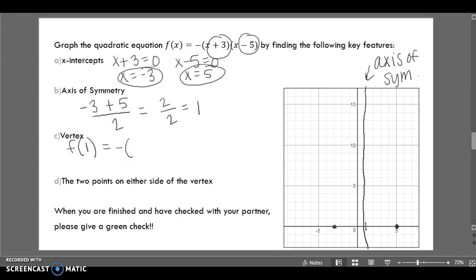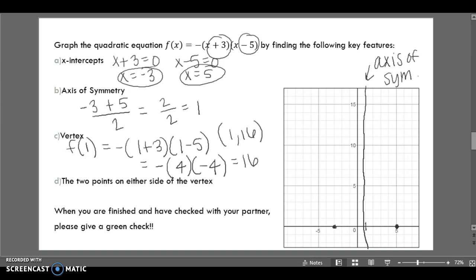There we go. So negative 1 plus 3, and then 1 minus 5. All right. So we have negative 1 plus 3 is 4. 1 minus 5 is negative 4. So negative 4 times negative 4 is a positive 16. So our vertex is at 1, 16, which is right there.